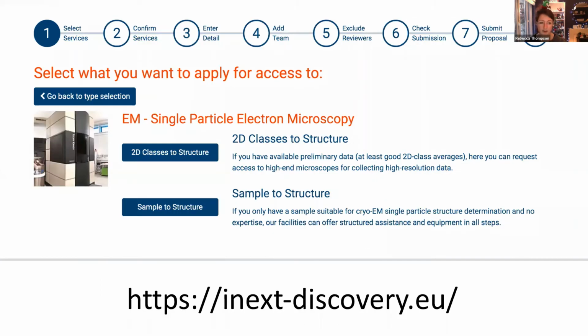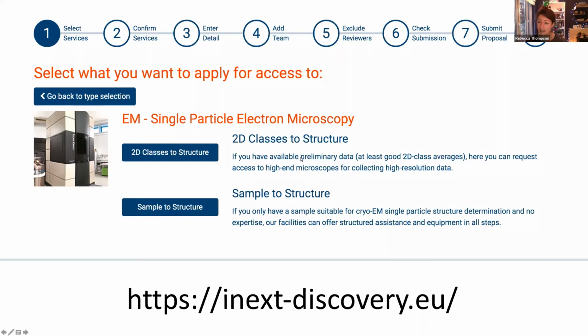Essentially through iNEXT-Discovery, we can offer two kinds of access. One of those, which may be applicable to some of you in the audience today, is from 2D classes to structure. So if you're already in an institution which has electron microscopes, you have some experience with electron microscopy, then you might be in a position where you have grids, you've already prepared your sample, and you really just need access to a particular technology. We can absolutely help facilitate that, and we'd be really excited to receive applications from you.